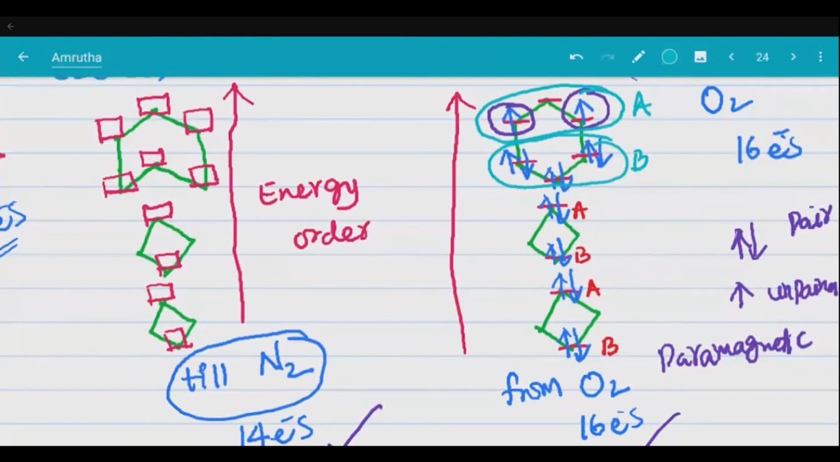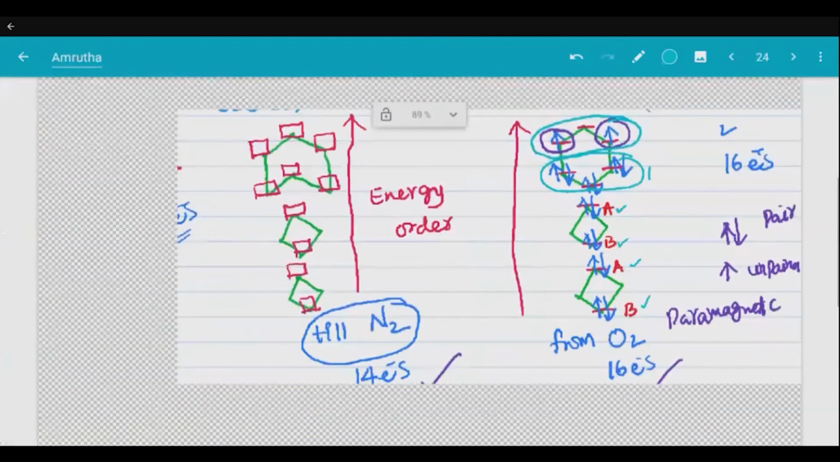Count with me. 2 plus 2, 4 plus 6, 10. How many antibonding electrons are there? 2 plus 2, 4 plus 2, 6. So 10 bonding electrons, 6 antibonding electrons.